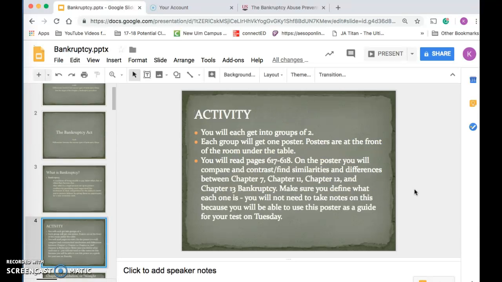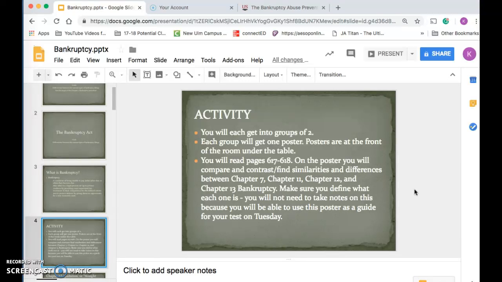So the first piece that you are going to do today is an activity, and you will get into groups of 2 people. If there's an uneven number, there can be a group of 3. Each group is going to get 1 poster. The posters are at the front of the room, under the table. You are going to read pages 617 through 618, just until the checkpoint.